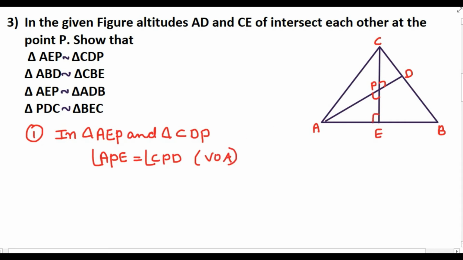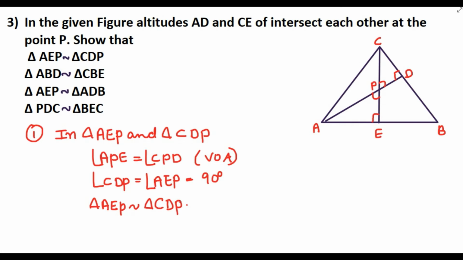Again, these two are altitudes, so these two angles will be 90 degrees. So when you take those two triangles, angle CDP is equal to angle AEP, which is equal to 90 degrees. So these two triangles are similar by AA similarity criteria. If two corresponding angles of two triangles are equal, then the corresponding sides will be proportional, and hence those two triangles will be similar.